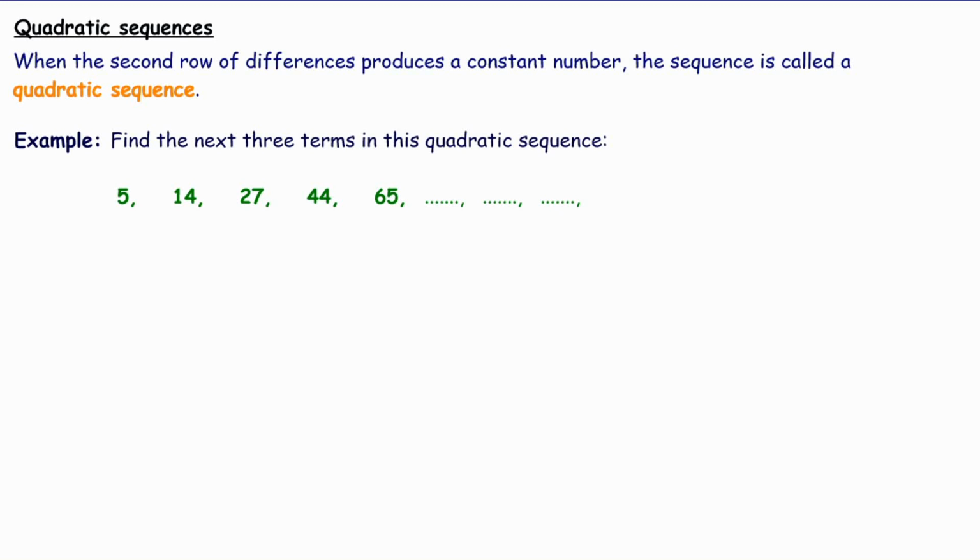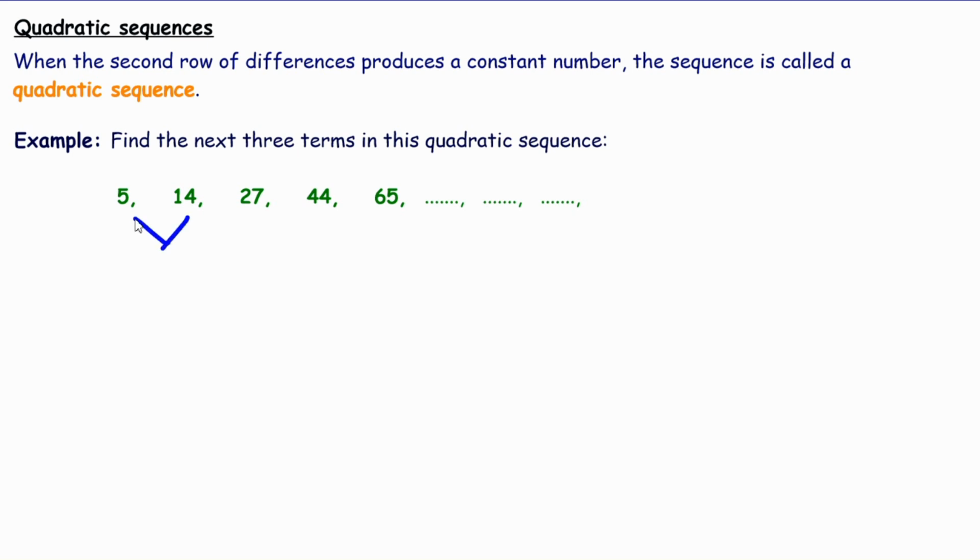When the second row of differences produces a constant number, the sequence is called a quadratic sequence. Now, for example, in this case, we are required to find the next three terms in this sequence. And it's a quadratic sequence, which means we are expecting the second row of the differences to produce a constant number. So we'll find out soon.